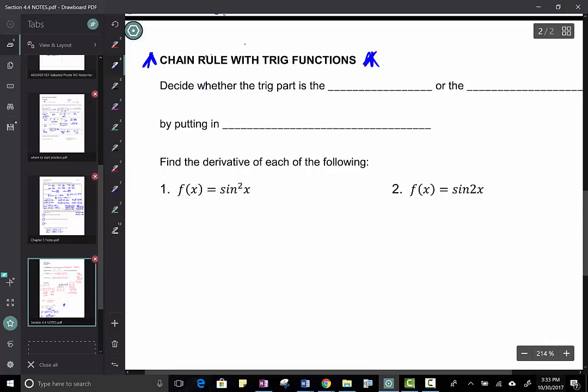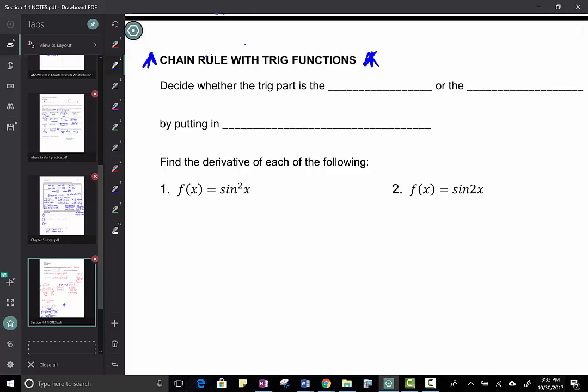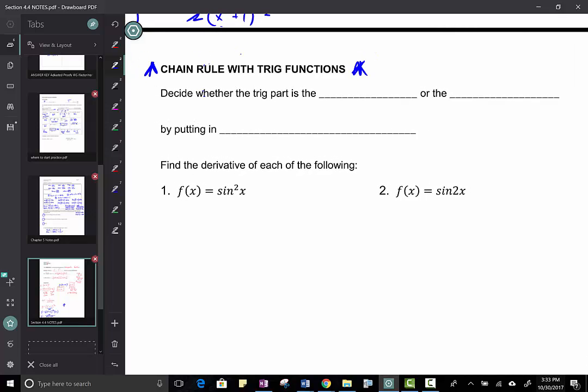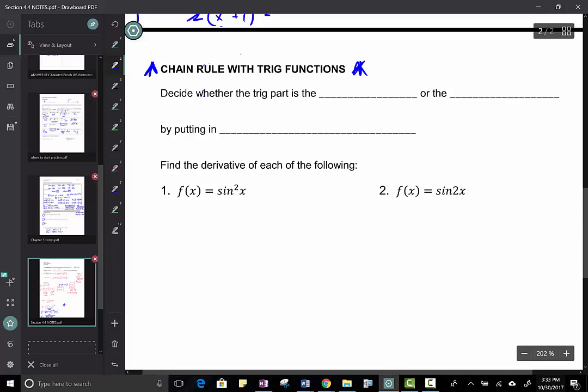trig involved. I showed you a few examples with this, but we didn't really go in depth, so let's take a look at this. One thing you do to help yourself is you decide whether the trig part is the quote-unquote inside of the function or the outside of the function by putting in parentheses to help you. Okay?